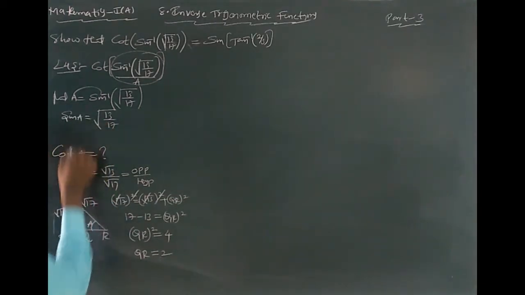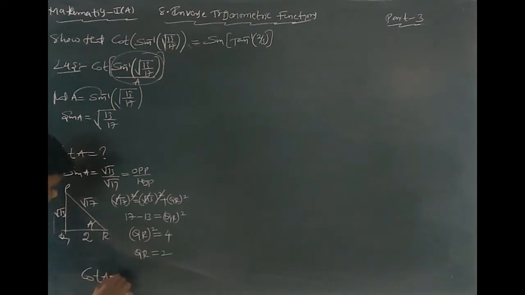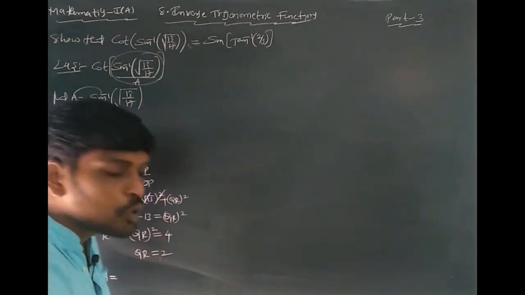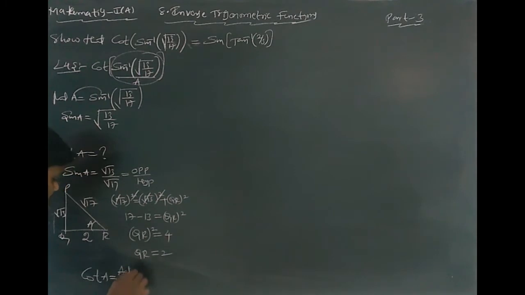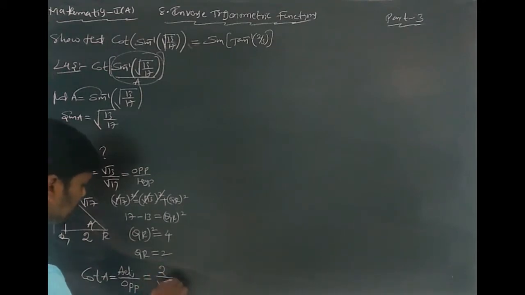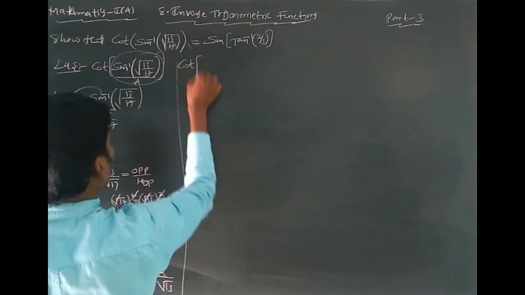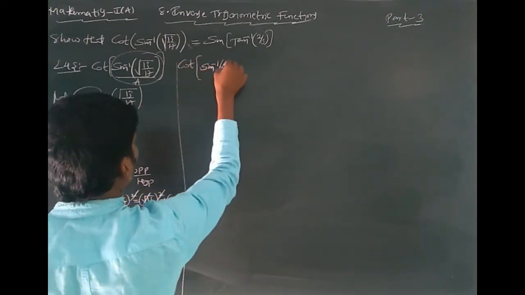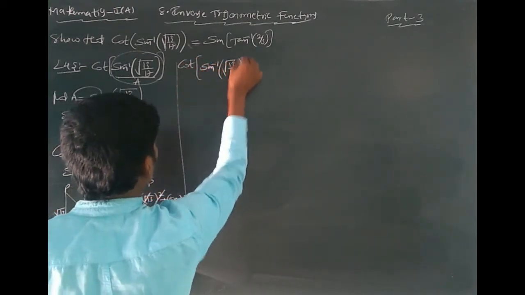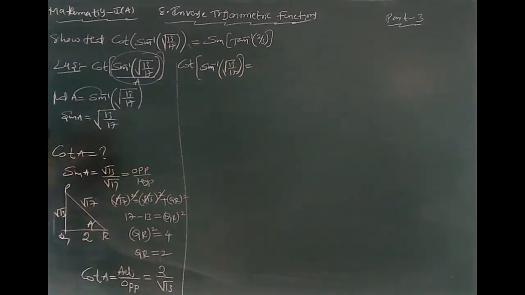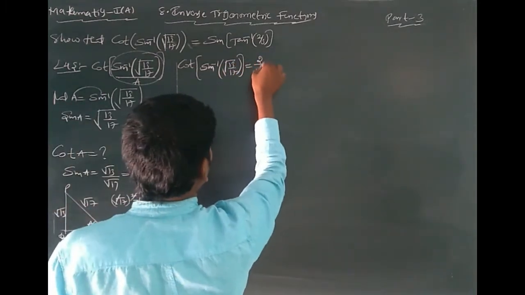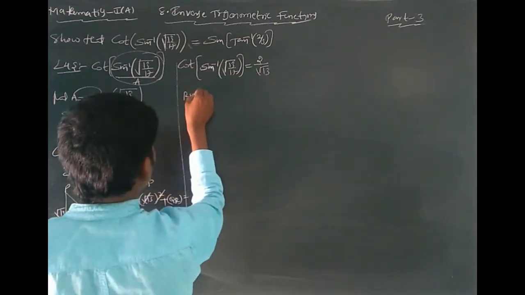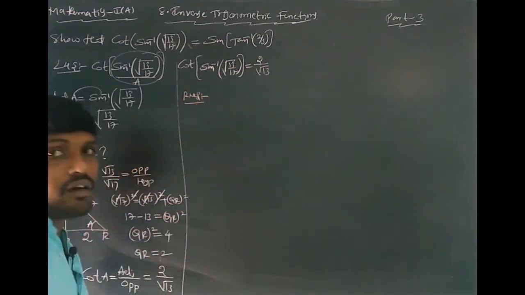Here you can find cot A. What is the formula of cot? Cot A is equal to adjacent by opposite. What is the value of adjacent? Adjacent value is 2 by hypotenuse value of square root of 13. Therefore, cot of sine inverse of square root of 13 by 17 is equal to 2 by square root of 13. LHS value is completed. Now you can find the RHS part.